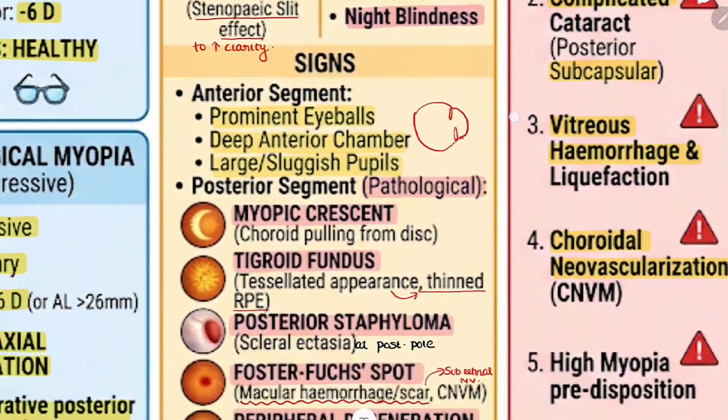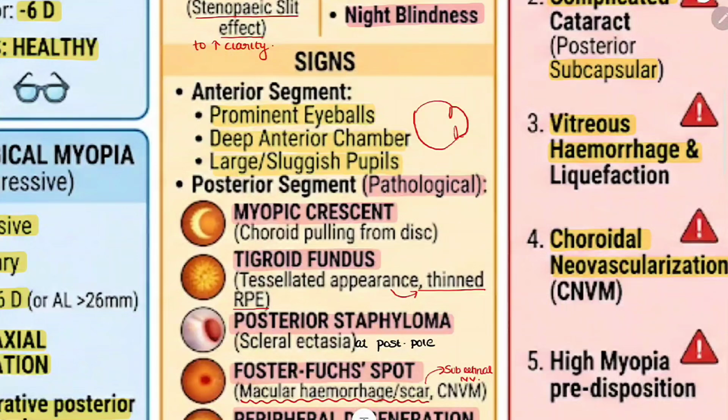Coming to the signs, in the anterior segment, we can see prominent eyeballs. Their eyeballs will be prominent. They will have a deep anterior chamber. Why? Because eyeballs are prominent, they will have a deep anterior chamber, and also a large and sluggish pupil. So their pupil will be large and sluggish. On torchlight examination, they will not constrict fast.